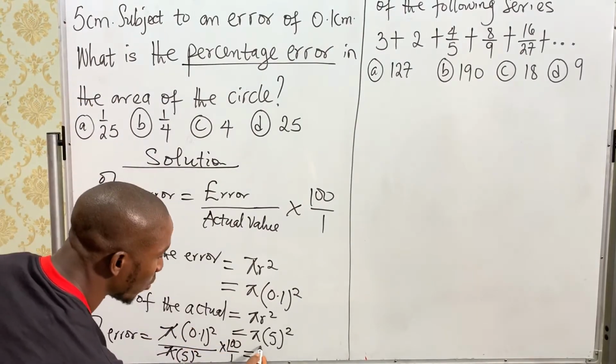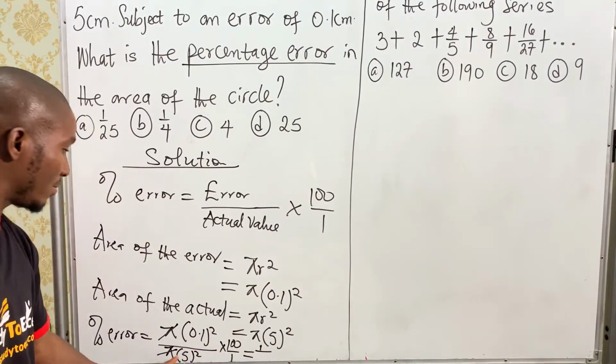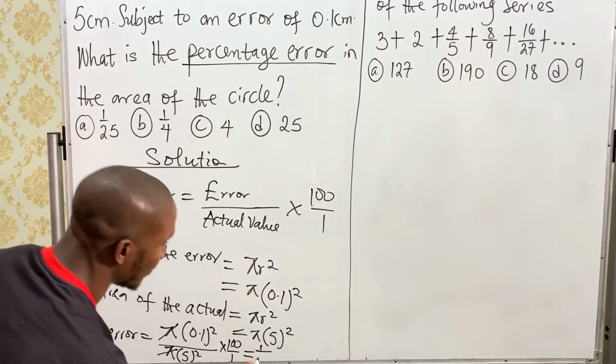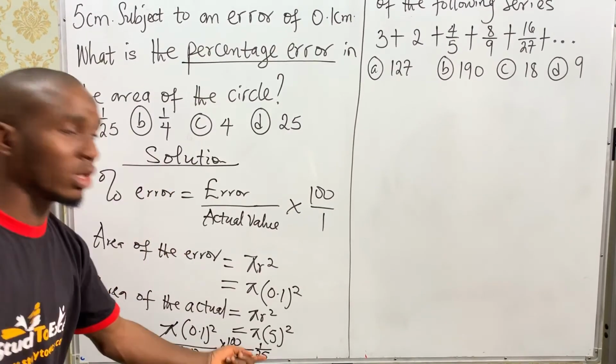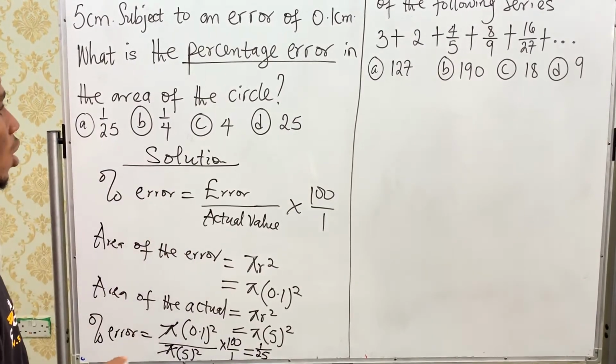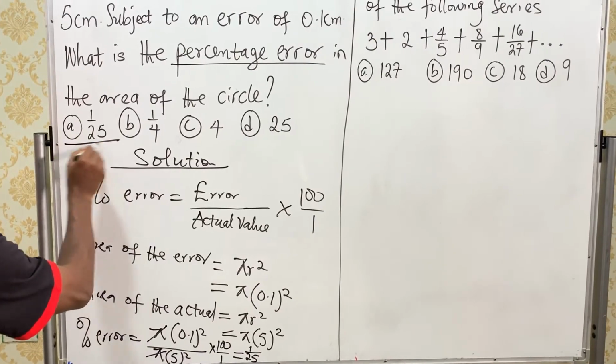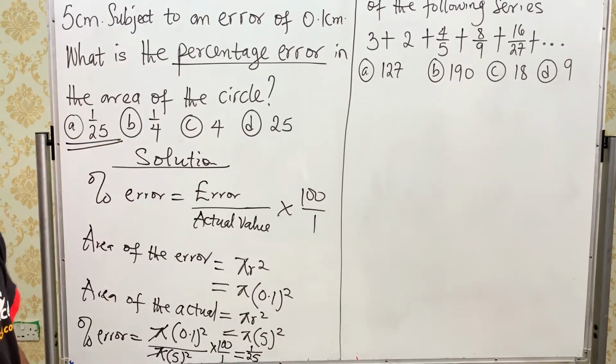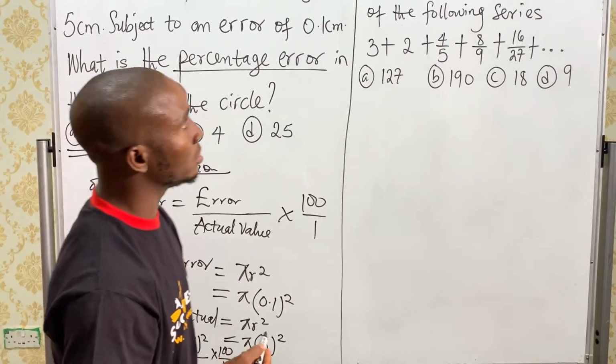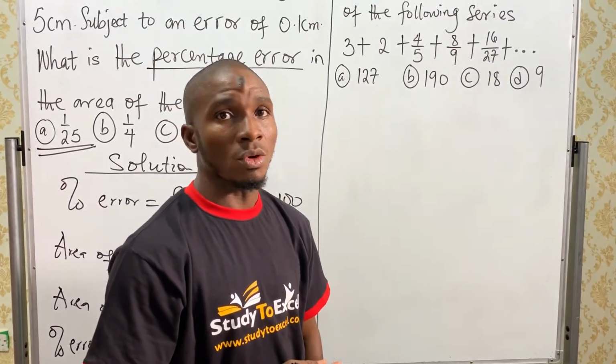That means we are going to have 1 divided by 5 square, which will give us 25. So the answer becomes 1 over 25. And that is option A. So option A is the correct answer here. So let's move on to question number 2. Question number 2 goes thus.